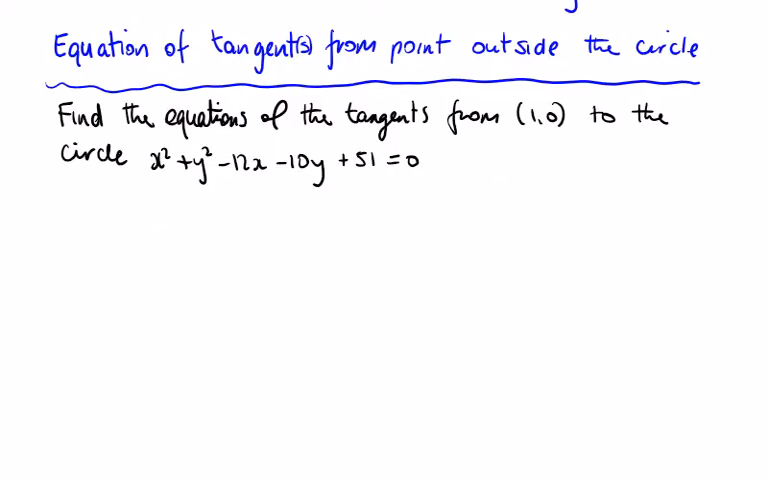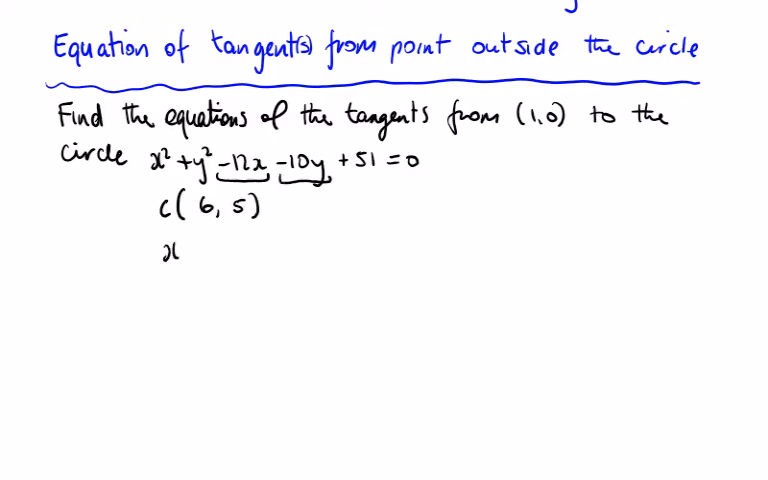In this question, we're asked to find the equations of a tangent from a point outside the circle, and there will be two tangents. So find the equation of the tangents from the point 1, 0 to the circle x squared plus y squared minus 12x minus 10y plus 51 is equal to 0. Okay, let's get the center of this circle. It's going to be half, change the sign: 6, and half, change the sign: 5.